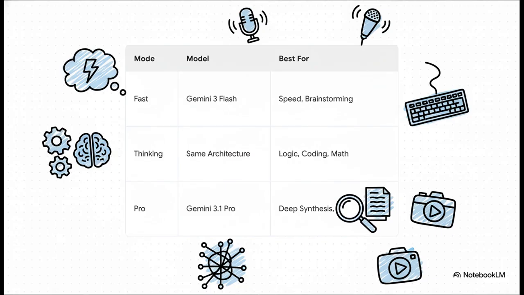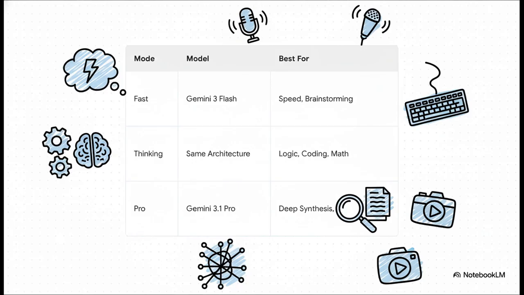You've got Fast Mode, which runs on Gemini 3 Flash. It's perfect for quick brainstorming or summaries. Then there's Thinking Mode, which uses a similar setup, but it's much better for complex logic, coding or math problems. And then Pro Mode unlocks the big guns, Gemini 3.1 Pro, for the really heavy lifting, like analyzing long documents or deep synthesis tasks.